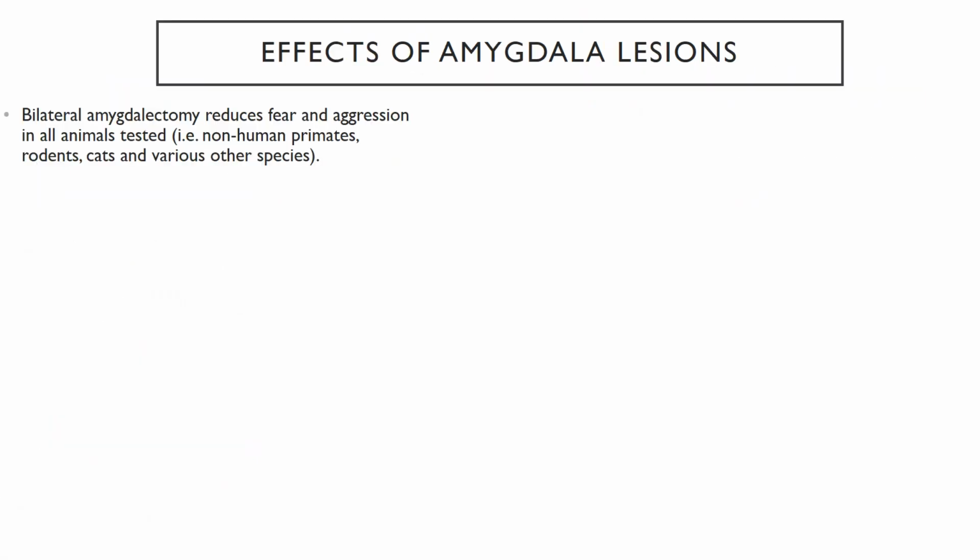So just like basically every brain area that we've talked about, one way that we have learned about the amygdala is through the process of just lesioning it. So we can look at the effects of amygdala lesions. A bilateral amygdalectomy reduces fear and aggression in all animals tested. This is in non-human primates, rodents, cats, and other species. So this seems to be a pretty consistent phenomenon that the amygdala is critical for overall fear and aggression response.